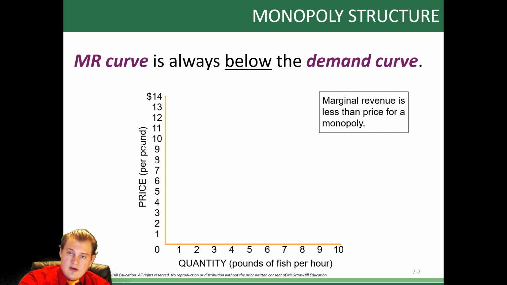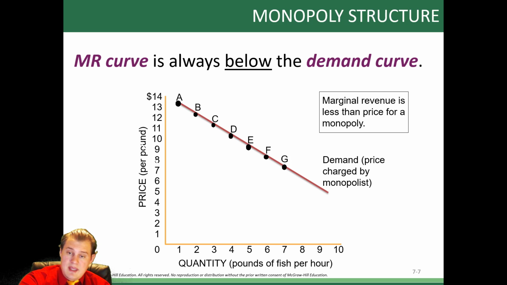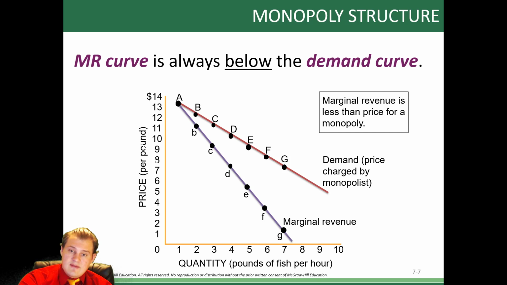The MR curve is always below the demand curve. The demand curve is the market demand, and your marginal revenue is offset below it. Every time you produce more, you're forcing the price downward, so the marginal revenue therefore has to be lower, because price has to go down before marginal revenue.